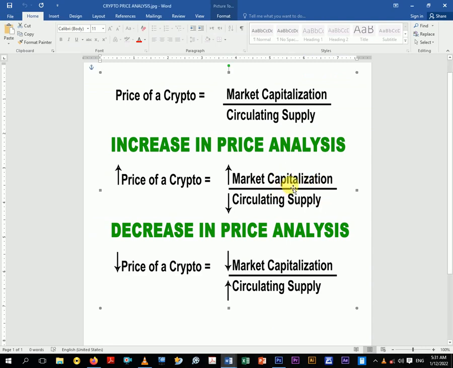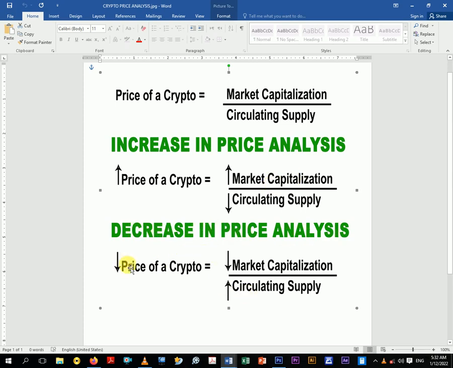When the market capitalization rises, when people are buying more of the coin, then the price tends to go up. No one controls cryptocurrency. It's a decentralized system. It's controlled by economics, demand and supply analysis. The moment people start selling their coin, this will cause a decrease in the price.